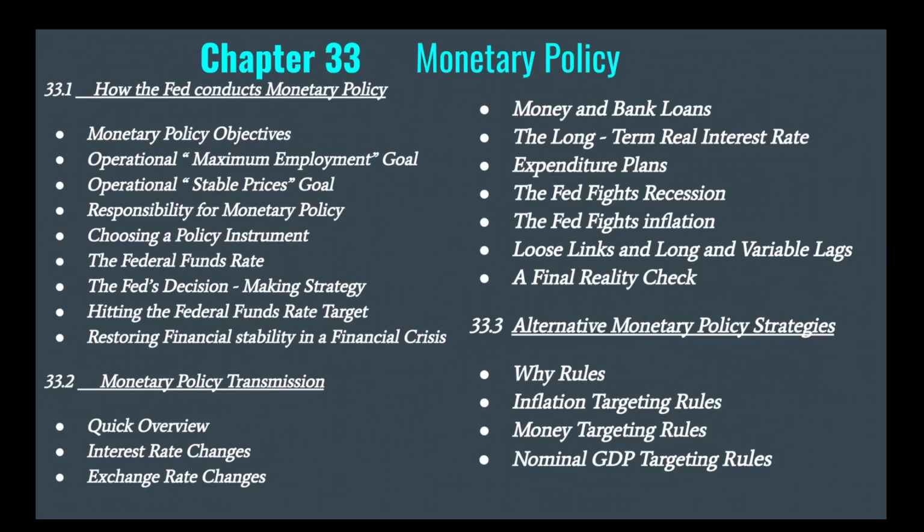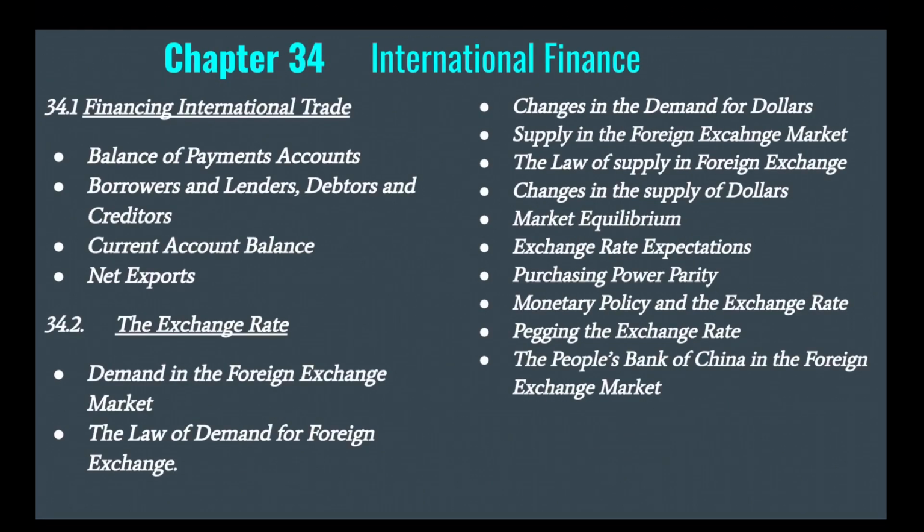33.3 Alternative monetary policy strategies. Y rules, inflation targeting rules, money targeting rules, nominal GDP targeting rules. Chapter 34 International Finance. 34.1 Financing international trade, balance of payments accounts, borrowers and lenders, debtors and creditors, current account balance, net exports.